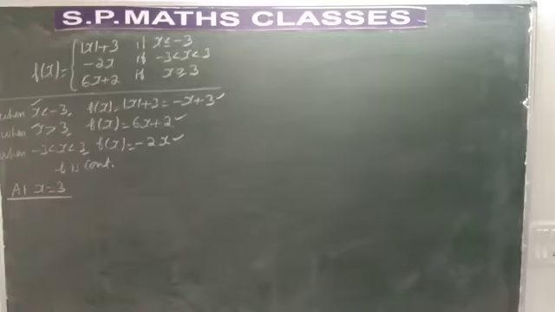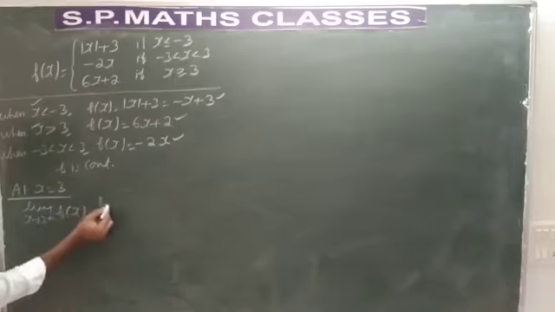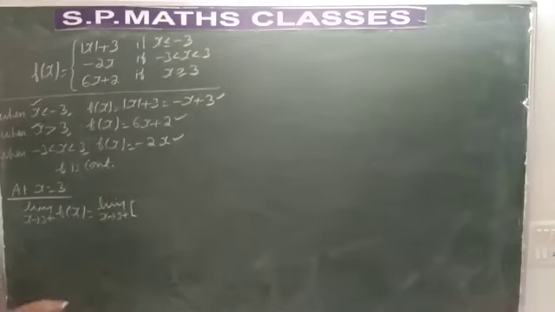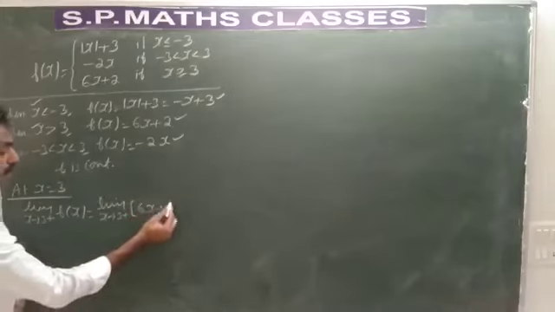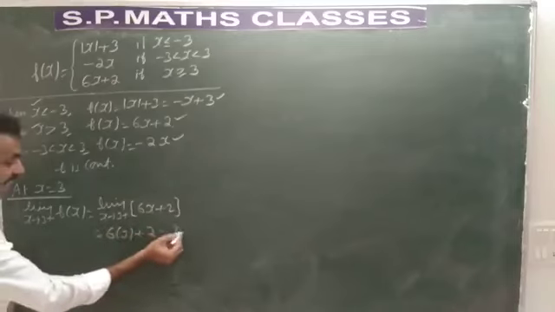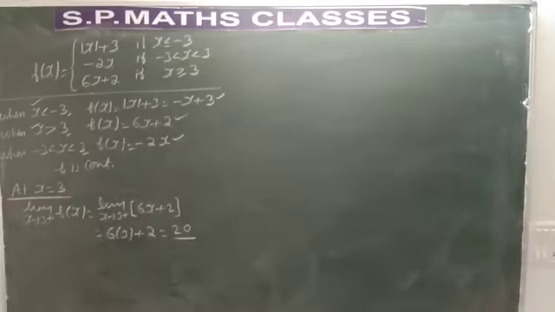Let us take x is equal to 3. So I take the limit as x tends to 3 plus of f of x. 3 plus means greater than 3. Which is the function defined for greater than 3? It is 6x plus 2. Substitute the value: 6 into 3 plus 2. 6 3s are 18, 18 plus 2 is 20. So the right hand limit is 20.